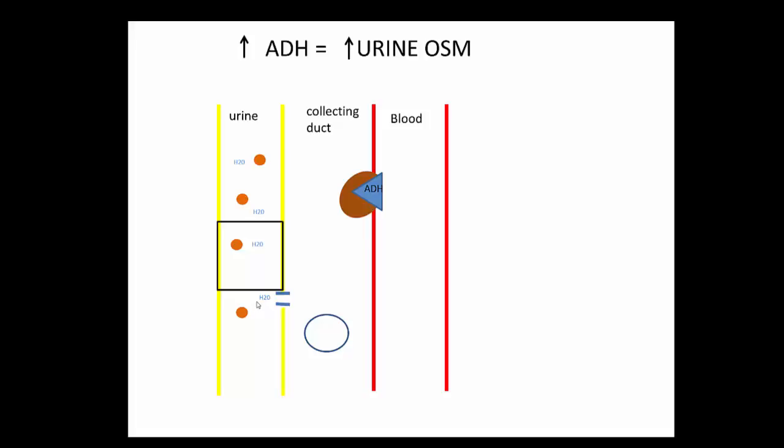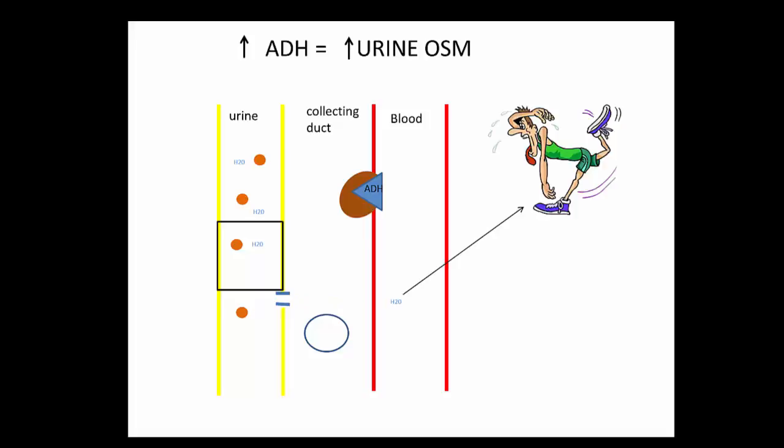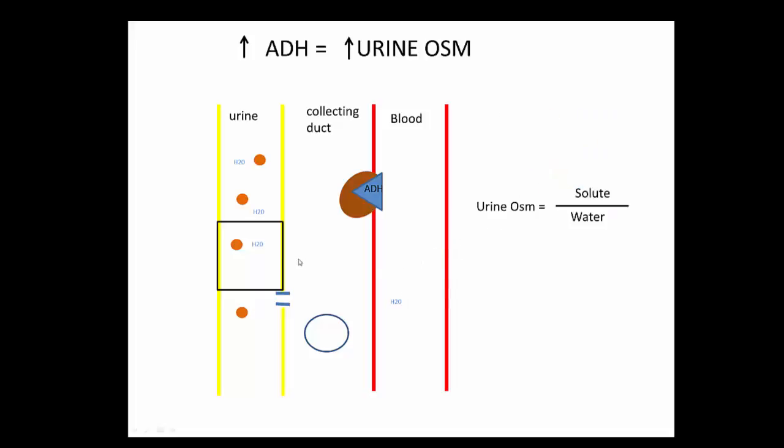Aquaporin is a good name because it's water moving through a pore, and it moves through single file with one molecule at a time, entering the blood, hence correcting our plasma volume. So let's look at our concentration of the urine, and we've lost the water molecule, therefore the water has gone down, the solute has stayed the same, so our urine osmolarity will go up.